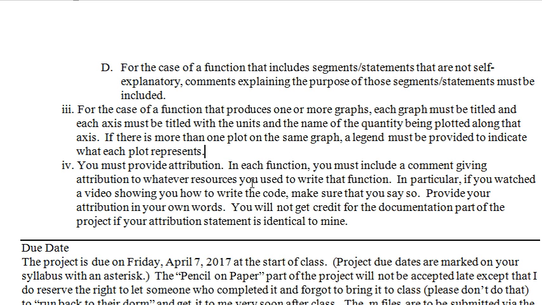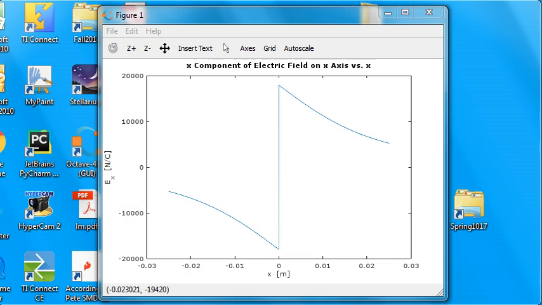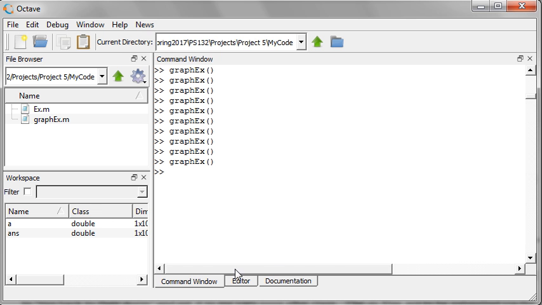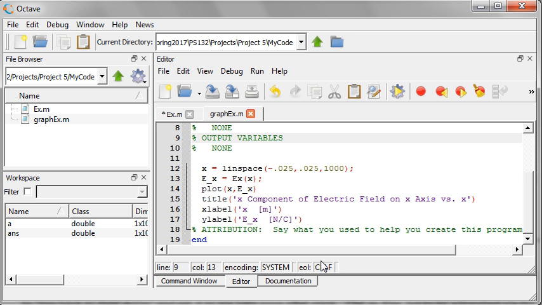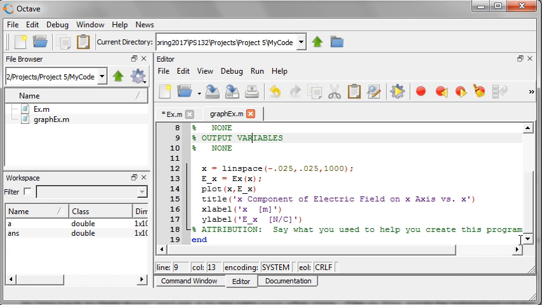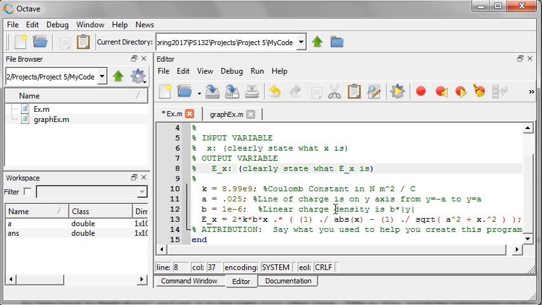Then you must provide attribution. You don't get credit for the documentation if you don't give attribution. Make sure it's not identical to mine. I don't think it will be. I don't think anybody would write the same thing I did. Let's get rid of that. Then go there. And got attribution in that one. Say what you used to help create this program. Actually didn't have any of my own this time. And say what you used to create this program. In other words, I wrote it all on my own.